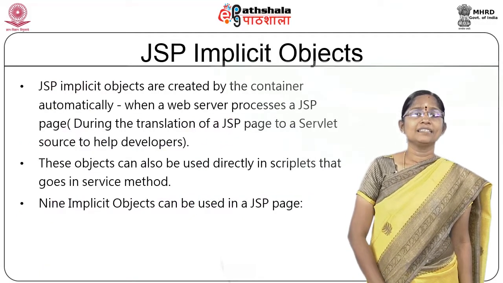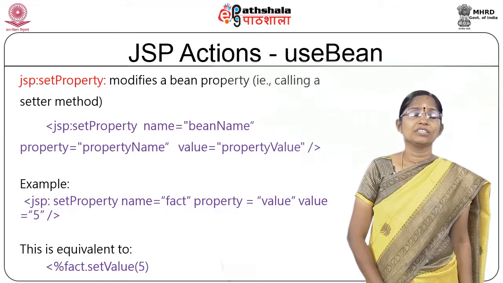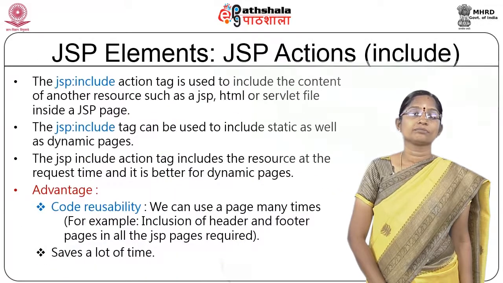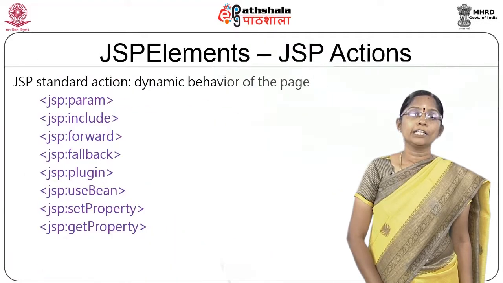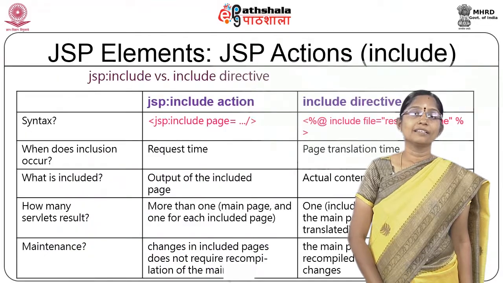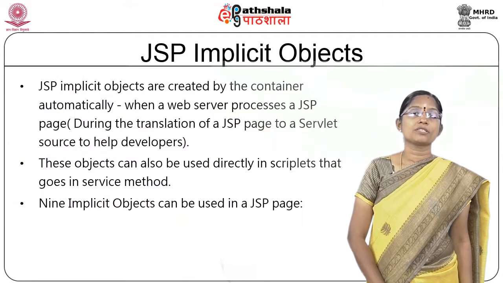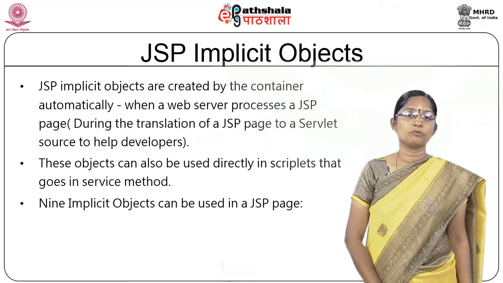Now, these are the things in which we have seen about the action tags. Let me summarize once again. We have seen the action tags: parameter, include, forward, use bean, along with set property and get property. Now let us look through the next topic, which is called JSP implicit objects.